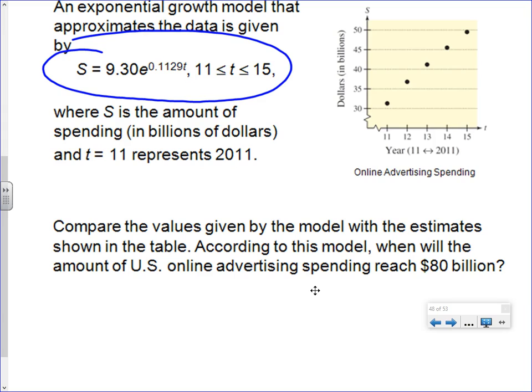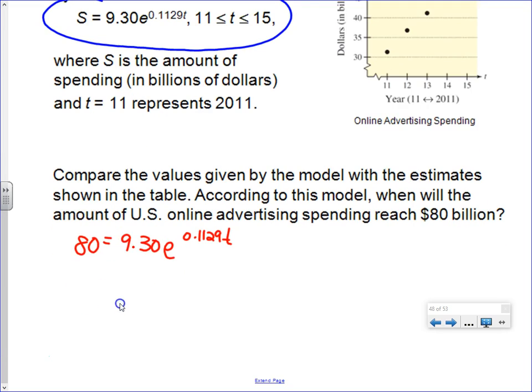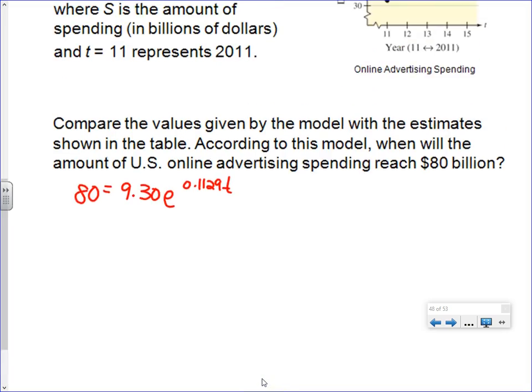What do you do? Well, since it's 80 billion and we know that S is spending in billions, we can just plug in 80. Does this look like something we're going to solve by hand? You could if you want to. Solve for T. Now, we could use our graphing calculator. I probably will let you. We could graph one, graph the other, and find the intersection. But we really want to work on our math.